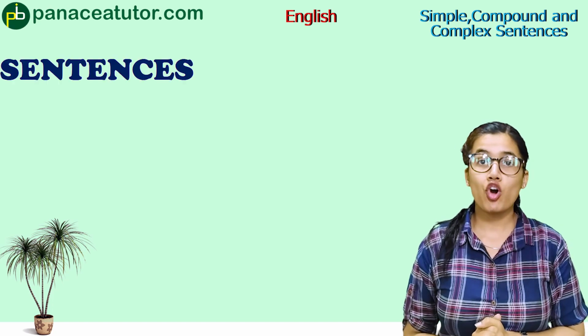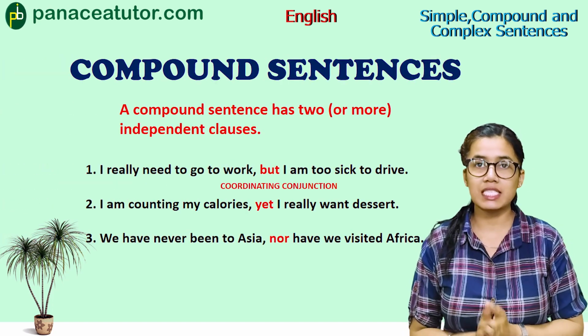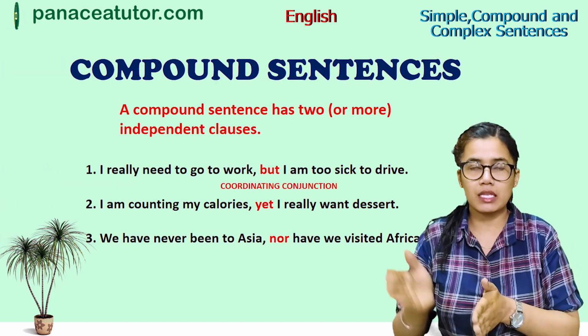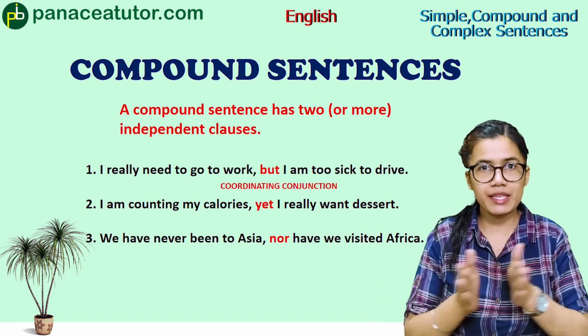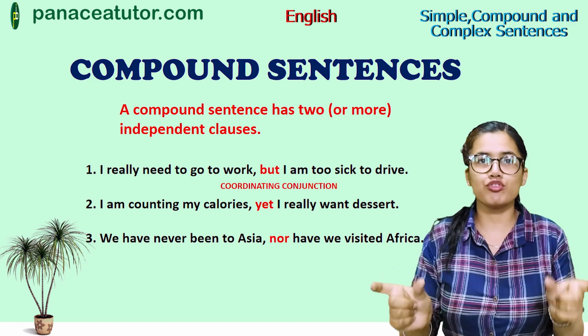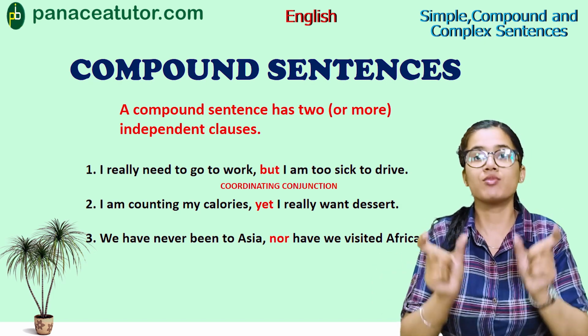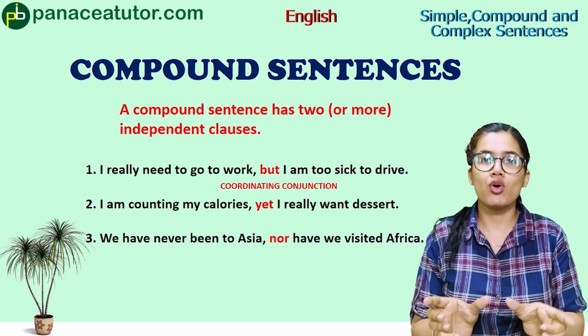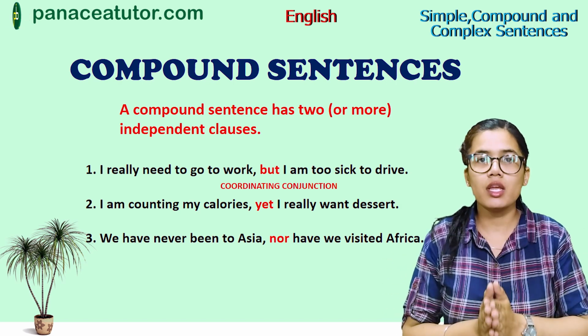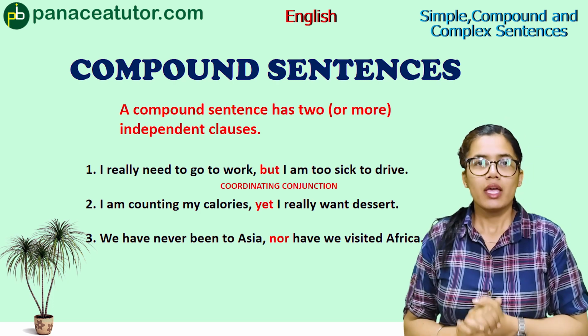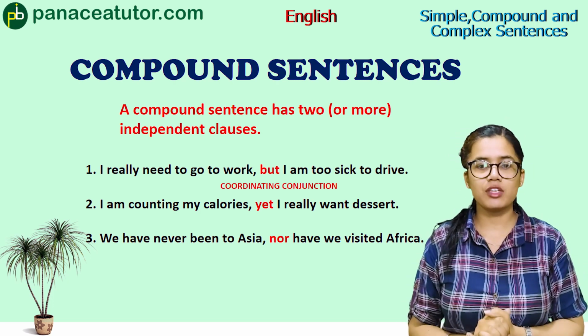Next are compound sentences. A compound sentence has two or more independent clauses in it. We can use these two independent clauses independently, but when we join these two clauses, it forms a compound sentence. So to join these two clauses, we need a coordinating conjunction.